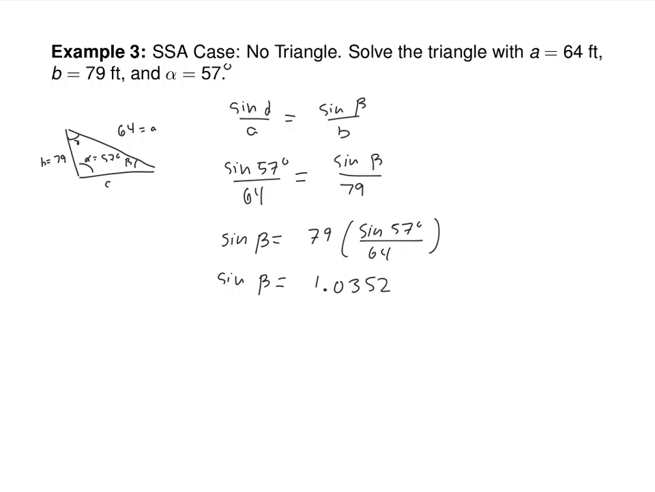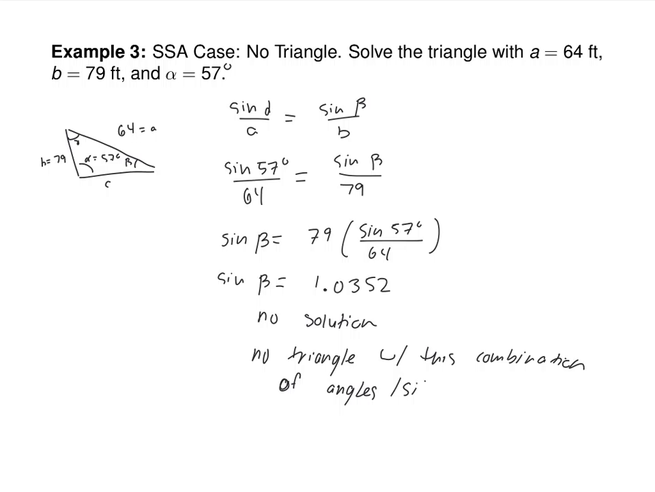And what happens when you try to inverse sine that? You get a domain error. So this thing has no solution. And what that means is that there is no triangle with this combination of angles and side, as in it's just not possible. That side isn't long enough.